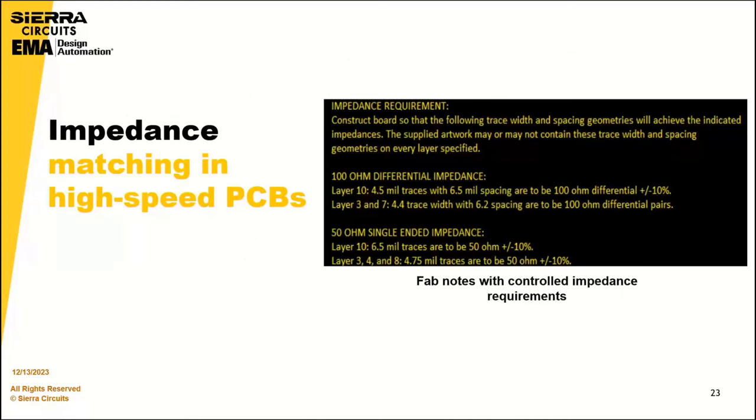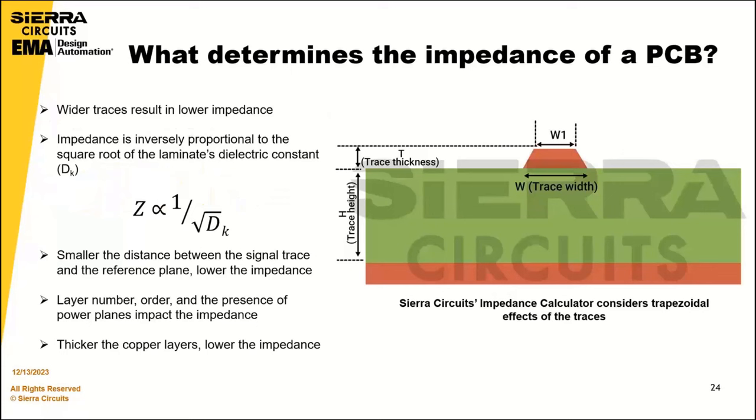So, impedance matching in high-speed PCBs. What determines the impedance of a PCB? The following factors determine the impedance of your designs. Wider traces result in lower impedance. Impedance is inversely proportional to the square root of the laminate's dielectric constant. The smaller the distance between the signal trace and the reference plane, the lower the impedance. Layer number, order, and the presence of power planes impact the impedance. And thicker copper layers lower the impedance.